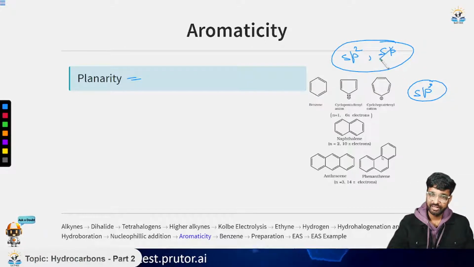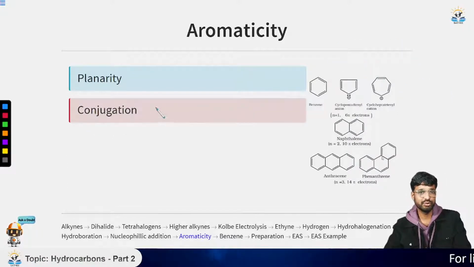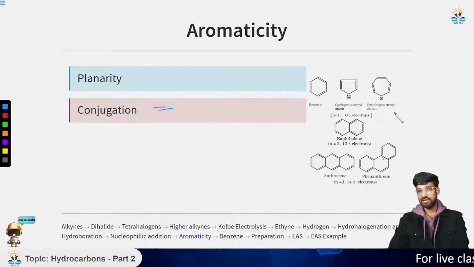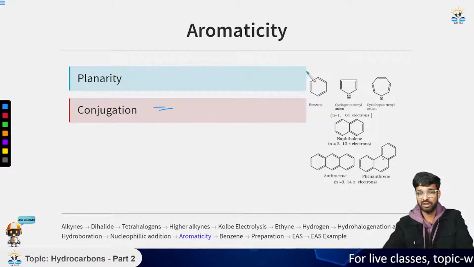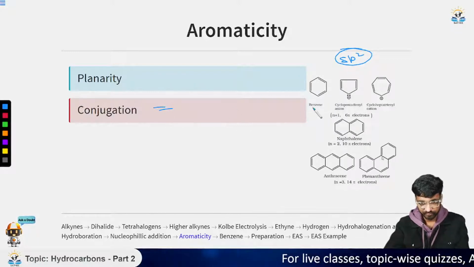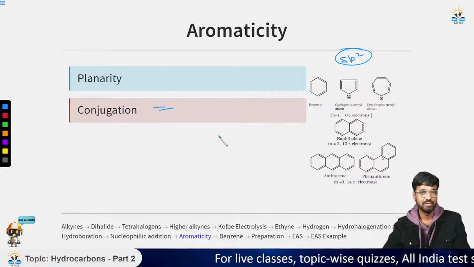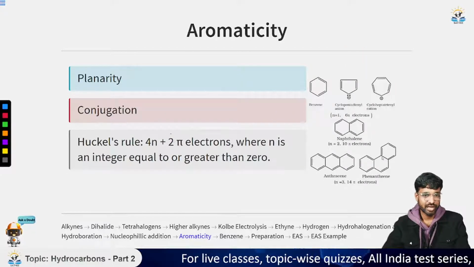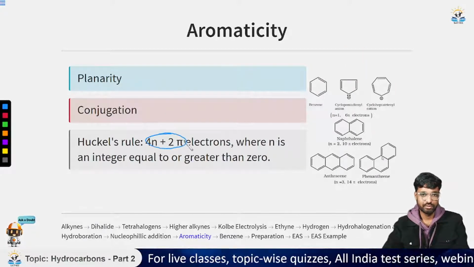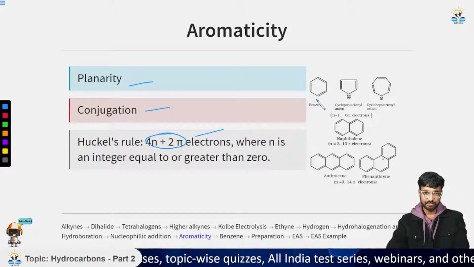Now this sp factor will be outdated when we have another factor, that of conjugation. Since alkyne does not have this conjugation, only sp2 carbon is preferred for aromatic compounds. So we should have the conjugation here. And the fourth is that it should have 4n plus 2 pi electrons. Let me make all these points clear by using these examples.